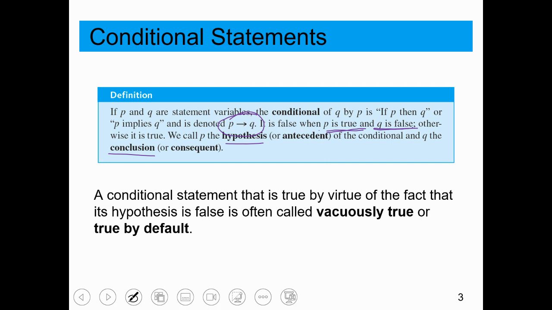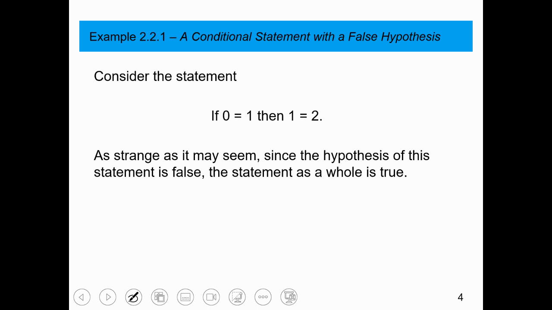Now, a conditional statement that is true by virtue of the fact that its hypothesis is false is often called vacuously true or true by default. So consider this statement. If 0 equals 1, then 1 equals 2. As strange as it may seem, since the hypothesis of this statement is false, then this statement as a whole is a true statement. Because remember, the only way it could be false is if this part is true and then the second part is false.